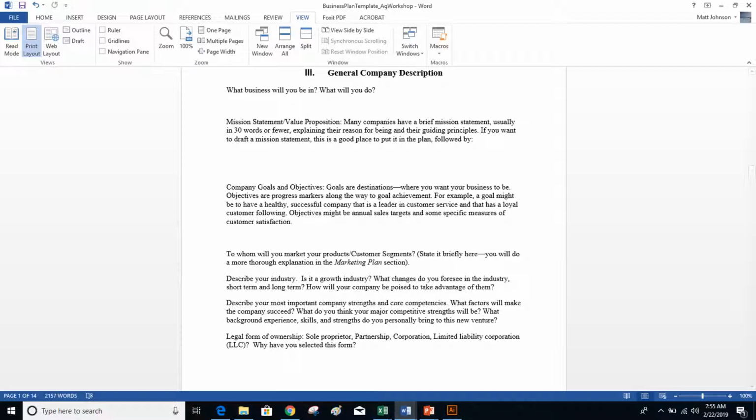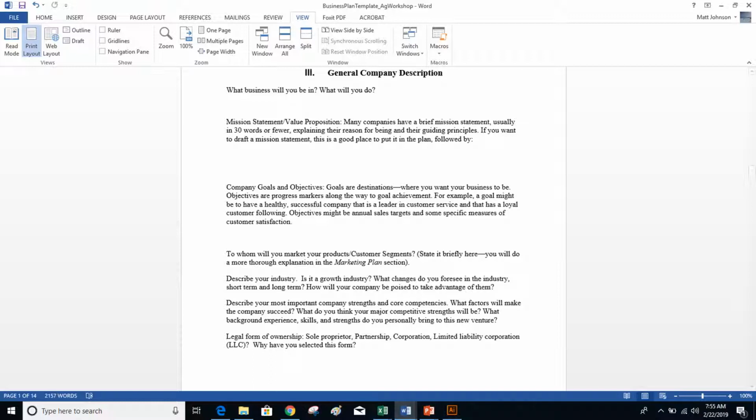Okay, then we go into the general company description. This is a lot of the who are yous. This is where you put in the value proposition, which is also coming from the business model canvas. So really describing your mission statement. Why are you doing this? What's the purpose of all this?